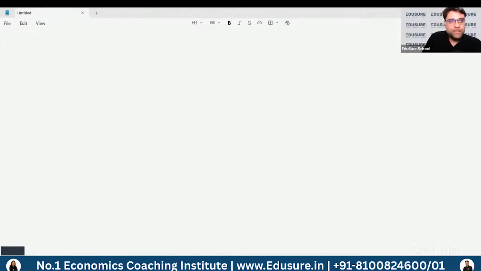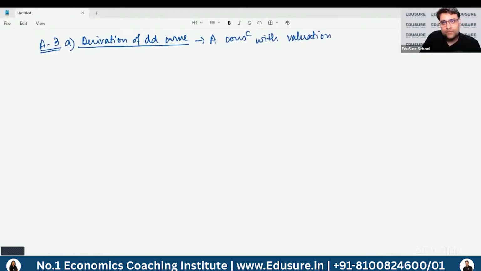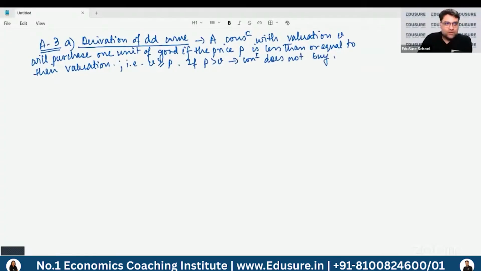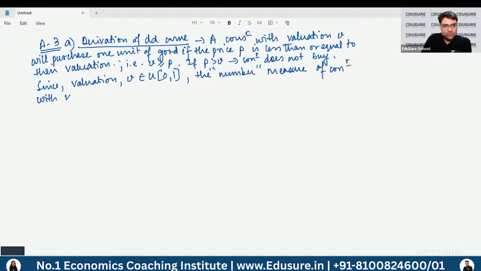All right. So this is A3. Part A is the derivation of the demand curve. A consumer with valuation V will purchase 1 unit of the good if the price P is less than or equal to their valuation, that is, the value has to be greater than or equal to P. If P is greater than the valuation, the consumer does not buy. Since valuation V is uniformly distributed over the interval 0 to 1, the measure of consumers with valuation between P and 1 is simply equal to 1 minus P.